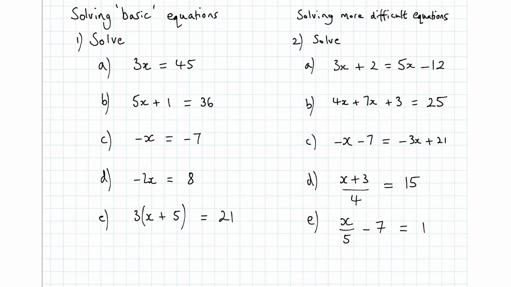On question 2, got a bit more going on. We've got x on both sides. We've got these two x's here that need grouping. Got minus signs everywhere and denominators. There's plenty to do there. On to question 3.